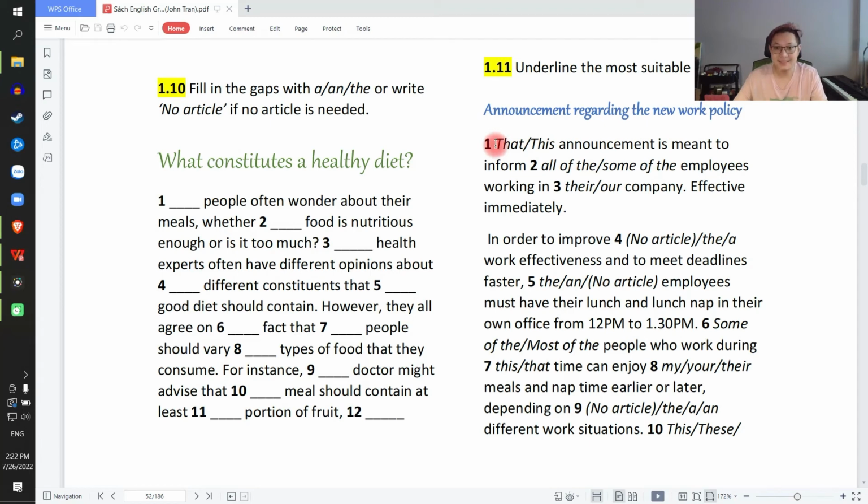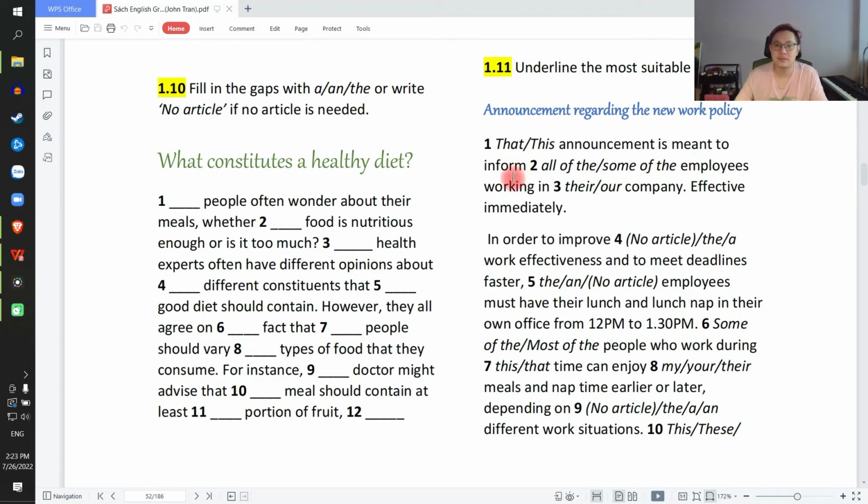So number one, this announcement is meant to inform all of the employees working in our company, effective immediately. So you are trying to give details about the announcement. So it is this announcement, but not some far away announcement somewhere. So that's why it's this announcement. Cái chỗ này nó dùng để diễn giải ra cái thông báo nó là cái gì. Nó phải là thông báo này chứ không phải là một thông báo xa xôi nào đó mà là that đâu. Cái này phải là this announcement.